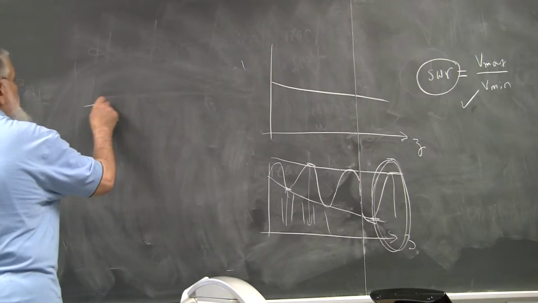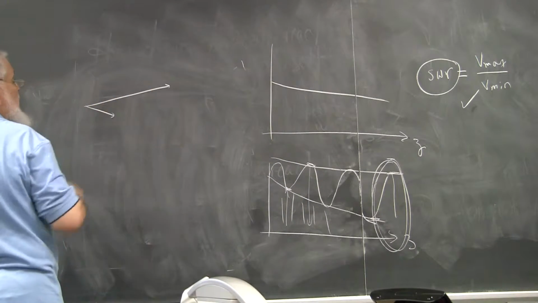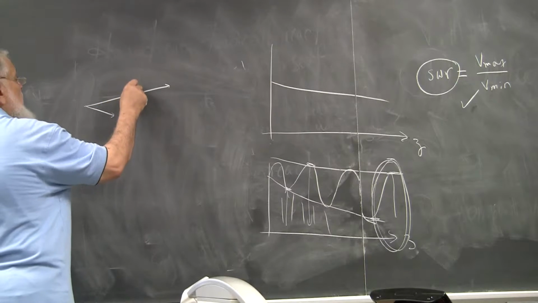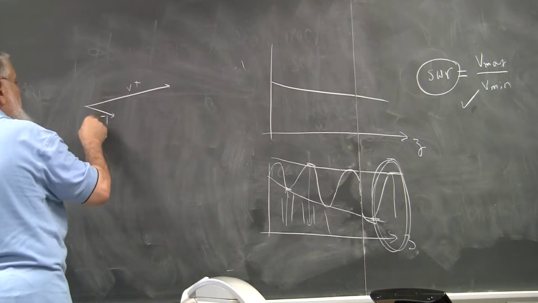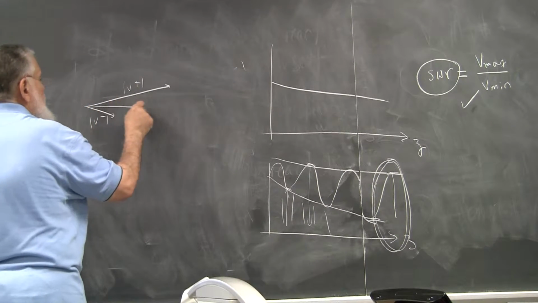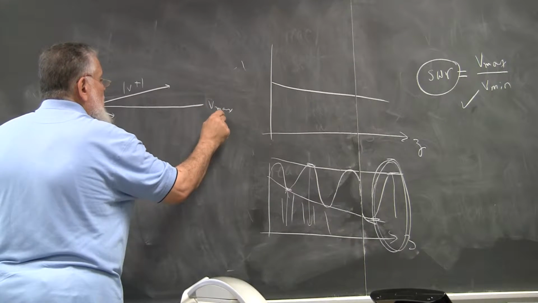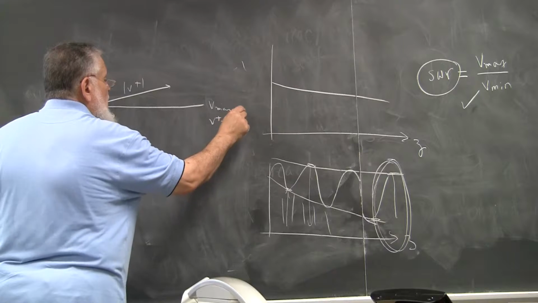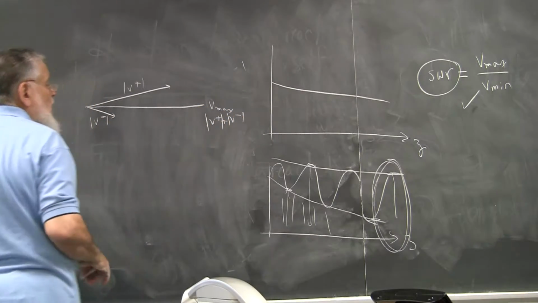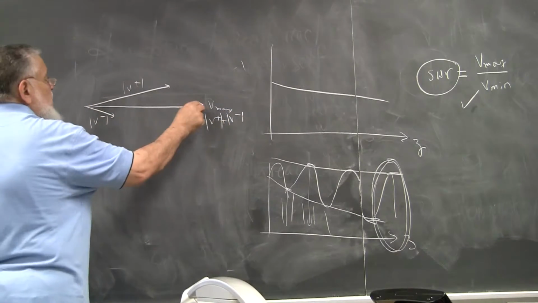You remember the phasor diagram that we mapped at one time? That was your V plus and that was your V minus. And V max took place when V plus and V minus were along the same phase. So that's your V max.